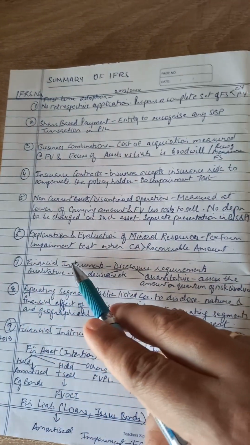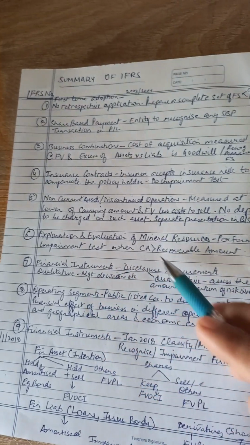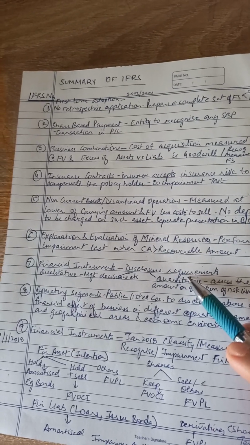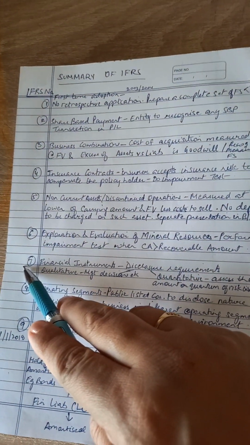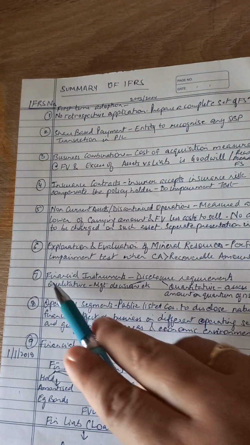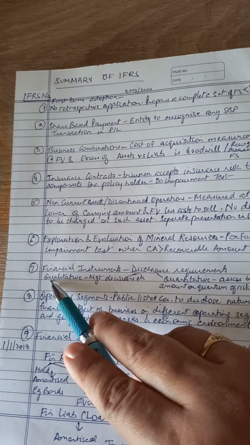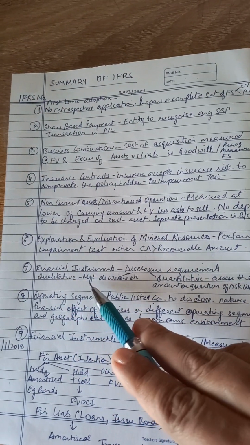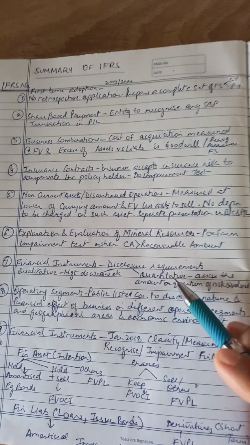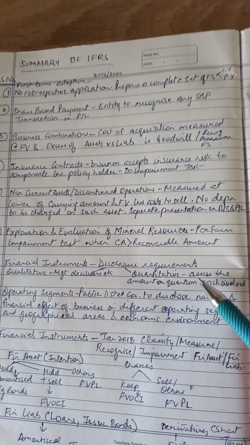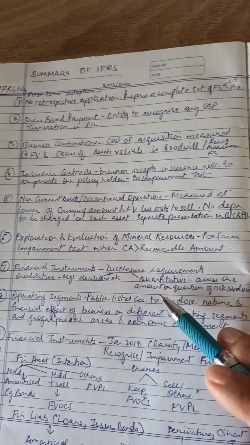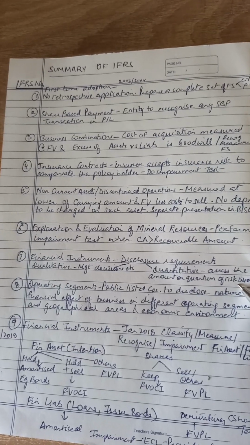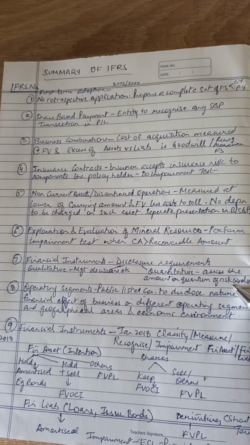IFRS 7 speaks about financial instruments disclosure requirements. Next, after this, we will come to the detailed financial instruments. But under IFRS 7, it speaks about the disclosure requirements. Here it is bifurcated into two, qualitative and quantitative. Qualitative disclosure requirements could be management decisions, etc. And quantitative disclosure requirements mean the entity has to assess the amount or the quantum of risk that is involved in such insurance contracts or at the time of understanding the financial instruments.